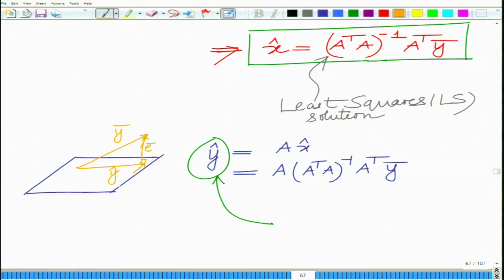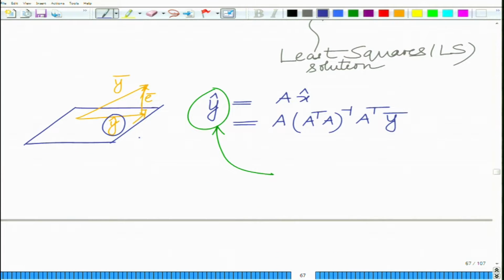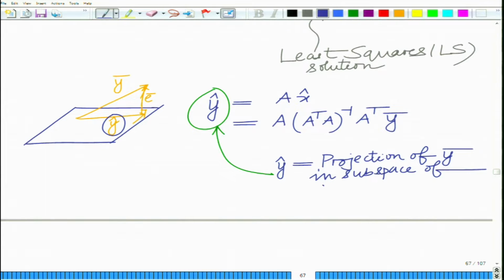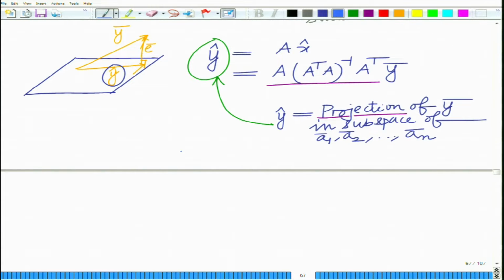And therefore, what is y hat? Y hat is the best approximation to y bar in the plane, or you can also say y hat is the projection of y bar in the plane or subspace spanned by a1 bar, a2 bar, an bar. And this matrix is giving you the projection. So, when you multiply this matrix by y bar, you get the projection. So, this implies that this matrix is the projection matrix.